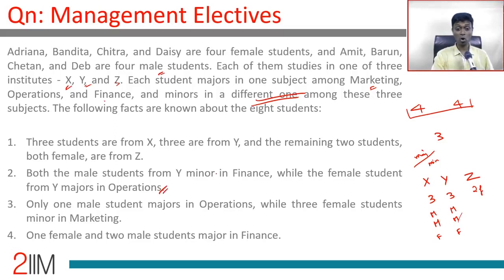I'm not able to account for all the information. So I'll draw a table and then dig deeper. Only 1 male student majors in operations, while 3 female students minor in marketing. 3 minor in marketing, that's a lot. So this could be a crucial constraint. One female and two male students major in finance. So you've got three female students minoring in marketing, and this is in finance.